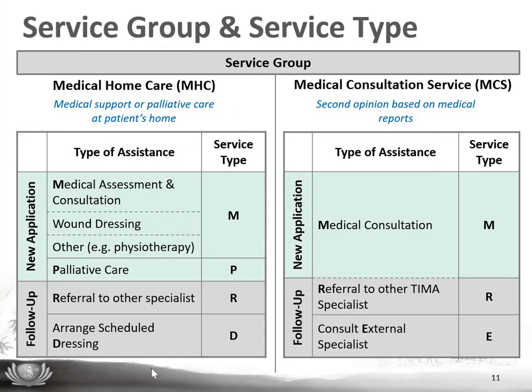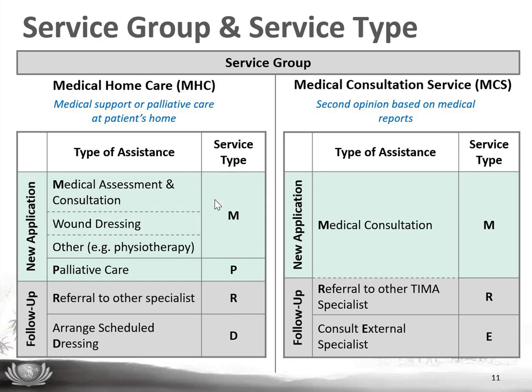Next is the service group and service type. Currently, there are two groups supported by TCMC. They are medical home care, MHC, which refers to medical support and palliative care at the patient's home. Secondly, medical consultation service, MCS, which refers to second opinion offered by our medical specialists based on the medical reports presented by the patient. Under each of these service groups, we have service types. There are 4 service types under MHC.